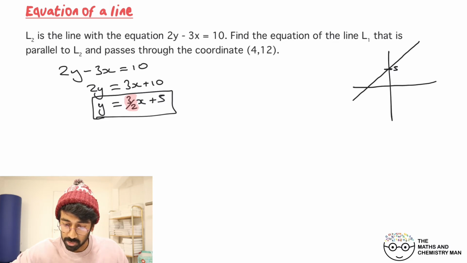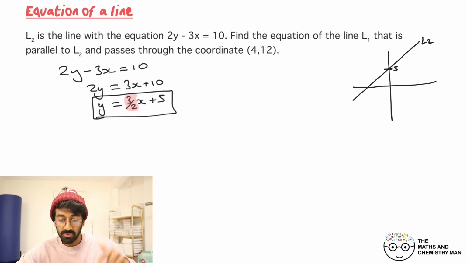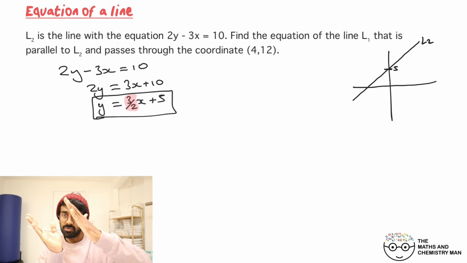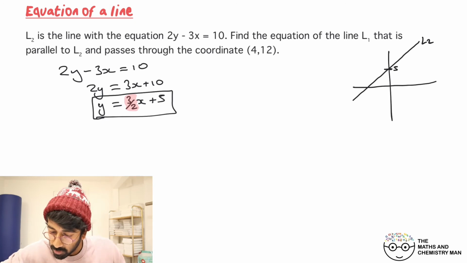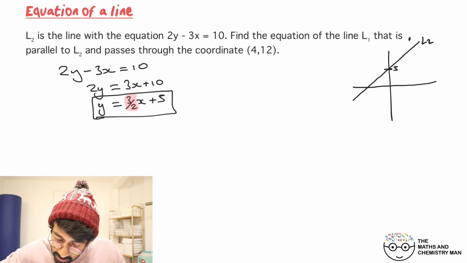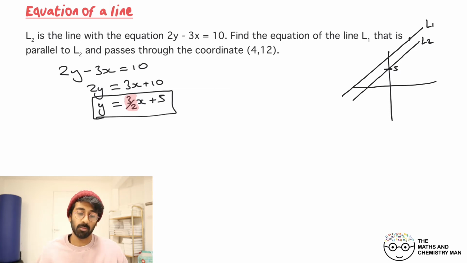that there is this line L2. Now what we've got to do is find the equation of a line which is parallel to it and passes through the coordinate 4, 12. Now if it's parallel, what does it mean? It means it's sloping in the same direction. So something like that. And it's going to go through this coordinate 4, 12. I'm just going to put it here and say that this here is that line, L1. And what we've got to do is find the equation of that line.